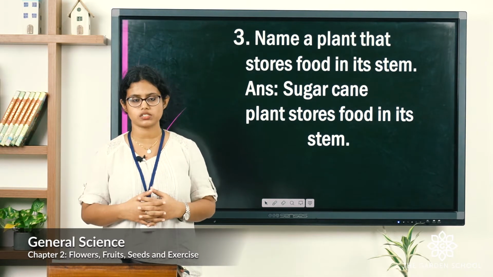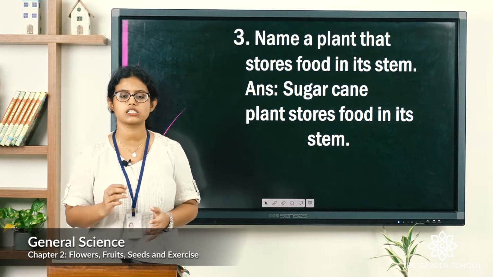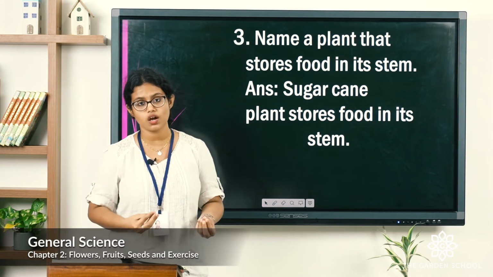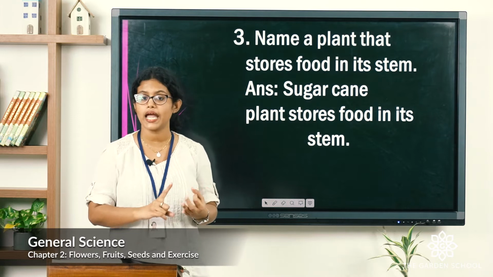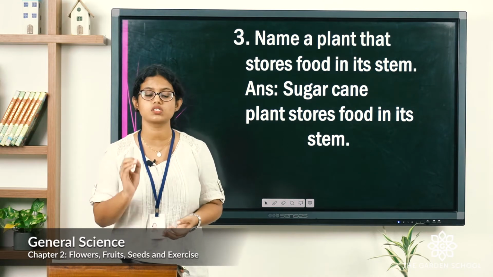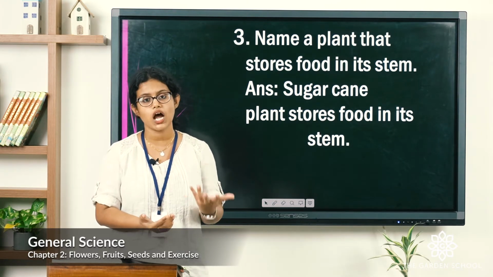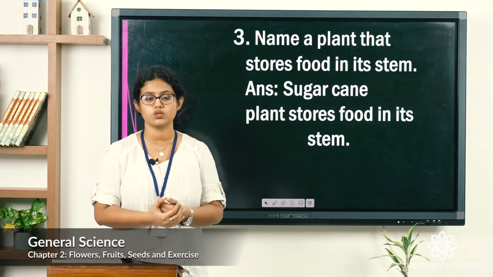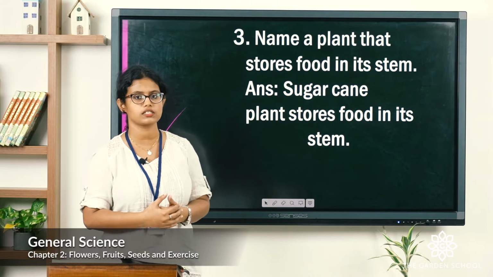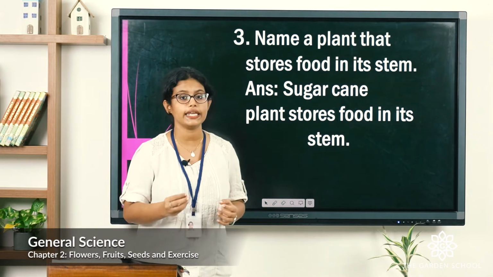Moving on to the third question. Name a plant that stores food in its stem. So we learned that there are plants which store extra food in their root, stem and leaves. So here the question is, which plant stores food in its stem? There are many examples like sugarcane, onion, ginger, potato. All these plants store food in their stem. So you can write the answer as sugarcane plant stores food in its stem.